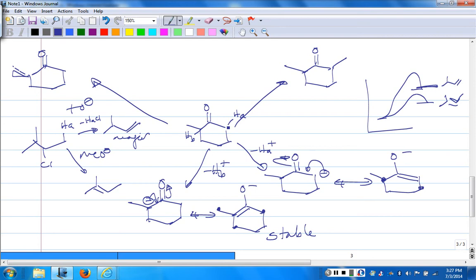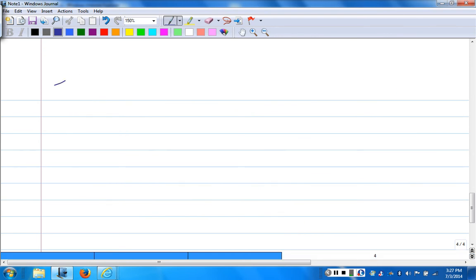If I use a small base, well, then that has no difficulty going either A or B, so it would prefer to do B, because loss of HB plus gives rise to the more stable alkene. So I'm going to use that logic in designing my synthesis. So here's what I will do. If I treat my ketone with a bulky base, and for carbonyl chemistry, the bulky base that we use is LDA. And LDA is an acronym for lithium diisopropylamide, which is this species.